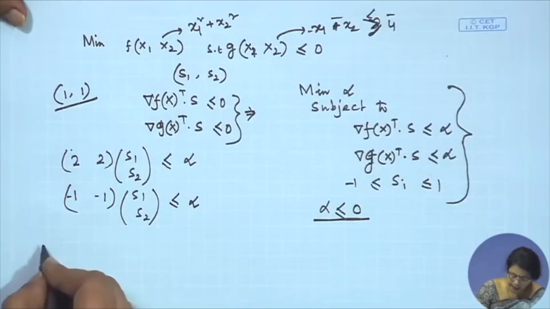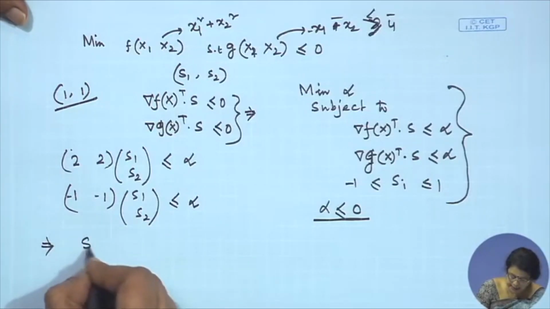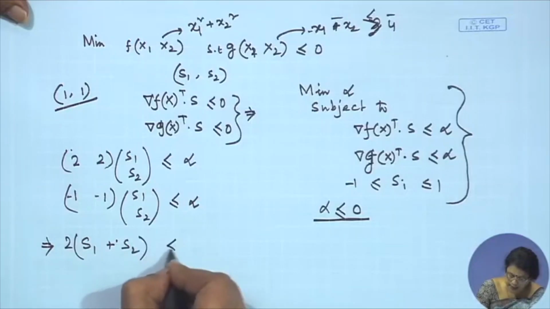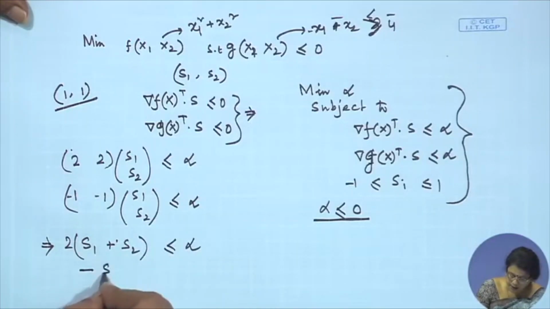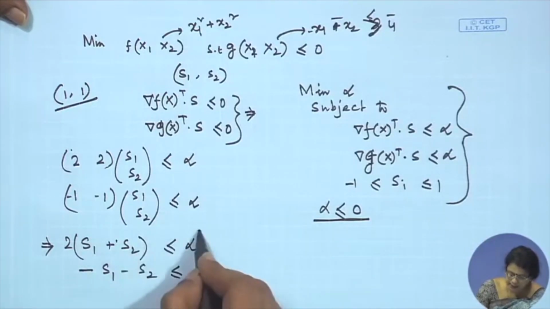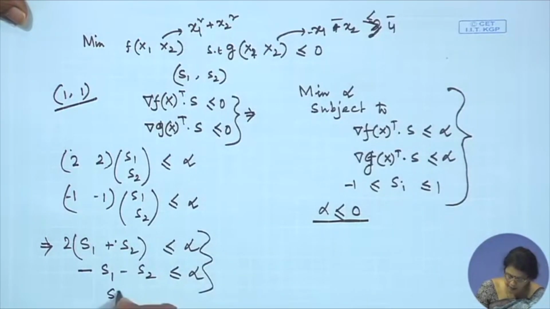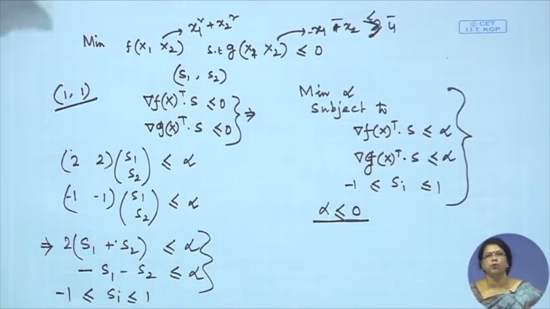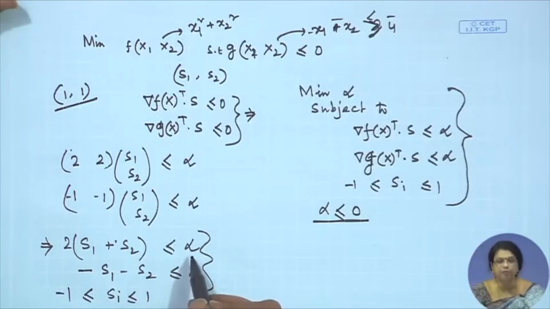Just you see, we can consider 2 s1 plus 2 s2 less than or equal to alpha, minus s1 minus s2 less than or equal to alpha, alpha negative. This is a simple linear programming problem. But the simplest linear programming algorithm will not allow you to have alpha as negative.